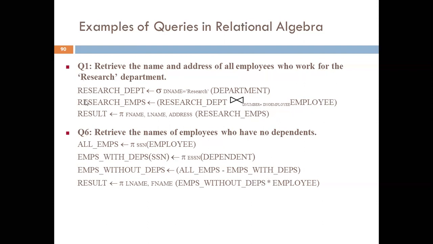If you observe here, whatever we have written on the left side of the arrow mark are all temporary names, and we can give any name for them. From the research employees, we can extract only the attributes which are required for us, that is the name and address. So we will be extracting using the project operation: pi, that is the symbol, first name, last name and address from research employees. So in 3 steps we are extracting the result. In the first step we took only those department entities whose name is research. Then that one and the employee we joined, and then we extracted the result.